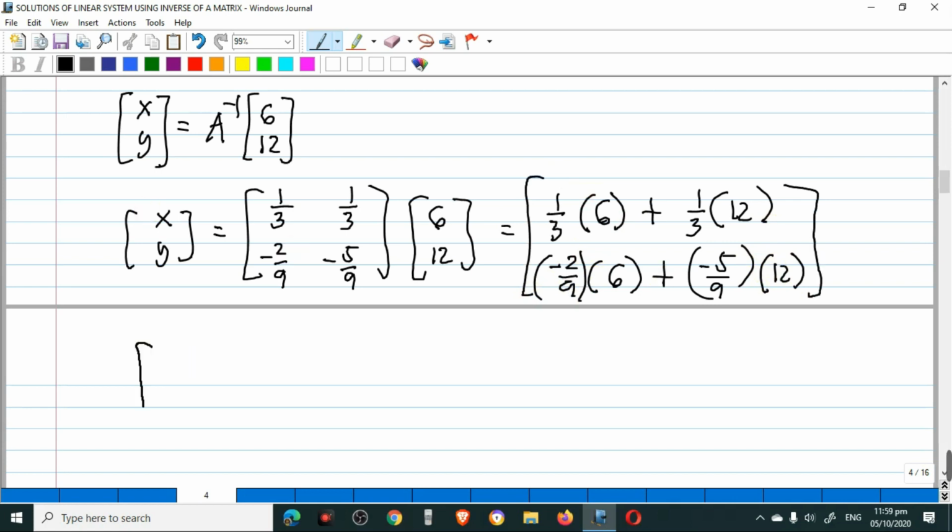So therefore, the value now of our x and y is simply equals to, simplify this. What will be the result here? This is equals to 6 and negative 8, right? Simplify that, it is basic simplification. So this is equals to 3. 6 divided by 3 is 2 plus 12 divided by 3, that is 4.